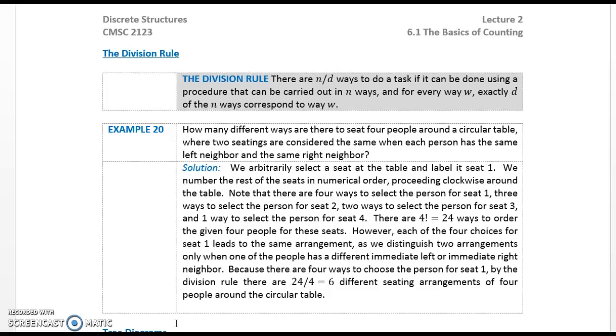However, each of the 4 choices for seat 1 leads to the same arrangement, as we distinguish 2 arrangements only when one of the people has a different immediate left or immediate right neighbor. Because there are 4 ways to choose the person for seat 1, by the division rule, there are 24 divided by 4 equals 6 different seating arrangements of the 4 people around the circular table.